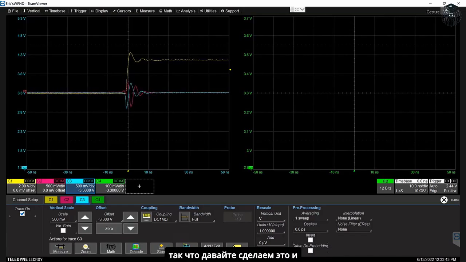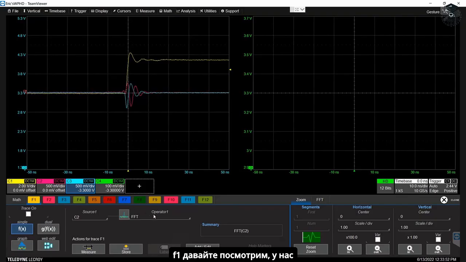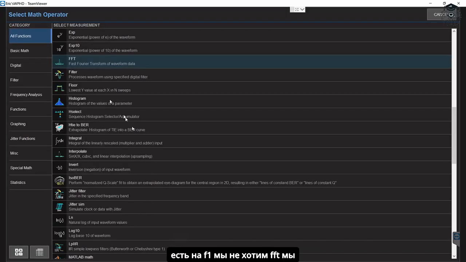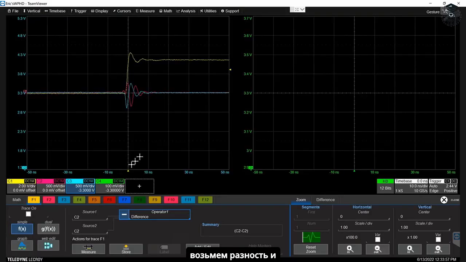So let's do that. To subtract them off, so we see the real compression, I'm going to use a math function, and we'll use F1. Let's see what we have on F1. We don't want FFT, we want simple math. So we're going to go to basic math. We're going to take the difference. And here we have the equation.